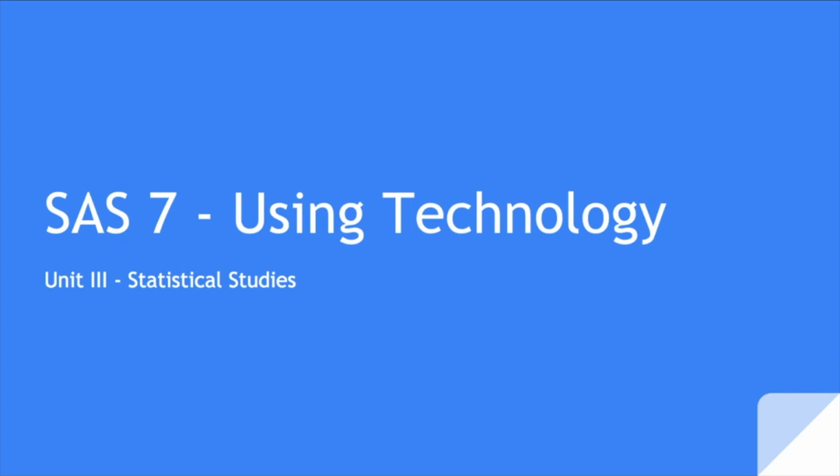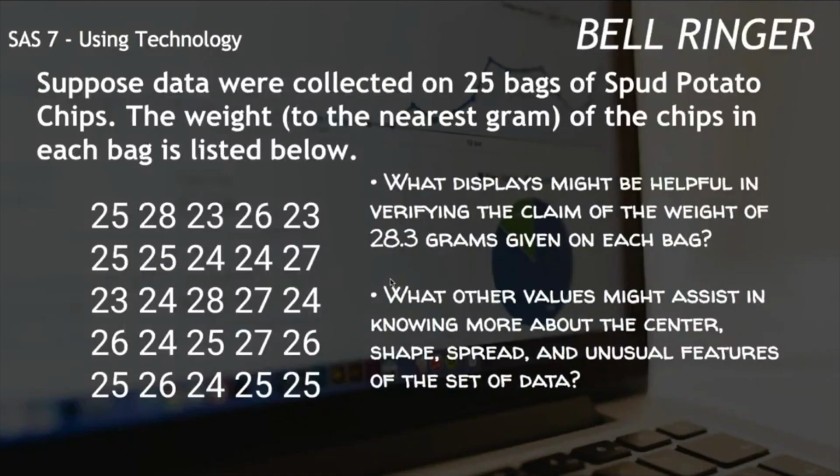This is Lesson 3, Student Activity Sheet 7, Using Technology in the Unit Statistical Studies. So, let's get started. All right, now let's go back to where we were the day before. Suppose data were collected on 25 bags of spud potato chips. The weight to the nearest gram of the chips in each bag is listed below. So look at these 25 figures. What displays might be helpful in verifying the claim of the weight of 28.3 grams given on each bag?